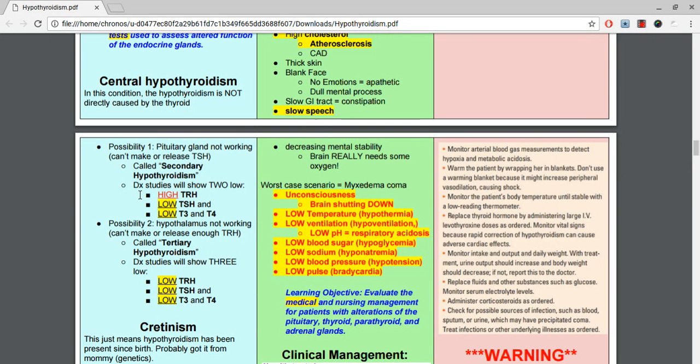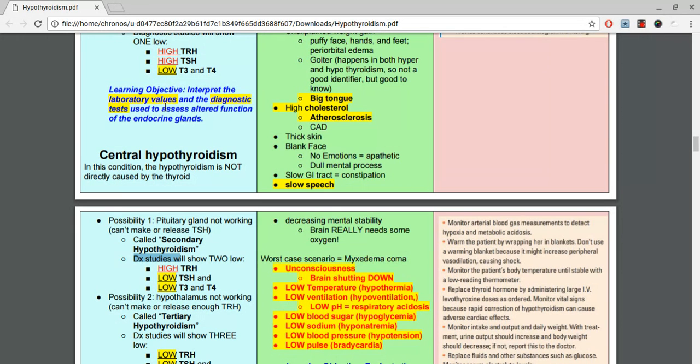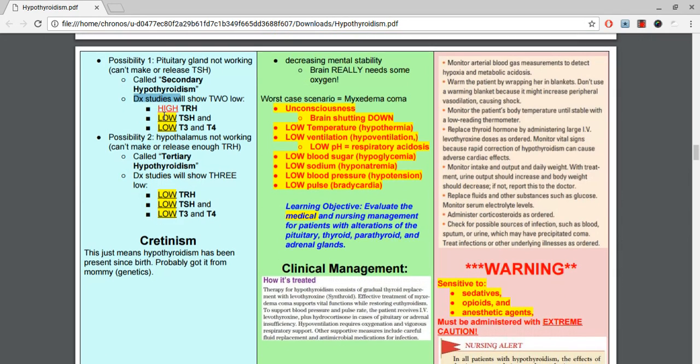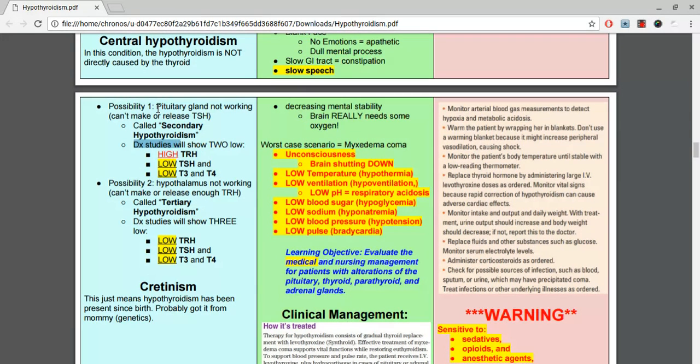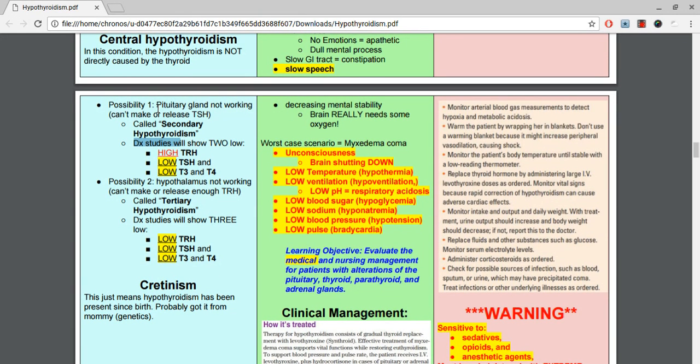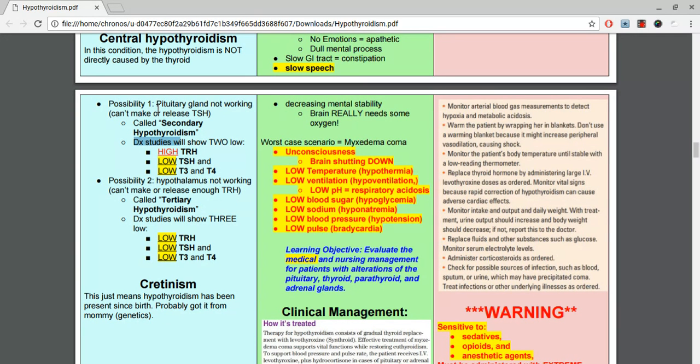So remember what I said, the learning objective is to interpret the lab values and the diagnostic tests, which is why I put this here. The diagnostic studies are going to show you that two things are going to be low. The T3 and the T4 are going to be low because the thyroid is not getting the message that it needs to release more T3 and T4, and the TSH is going to be low because the pituitary gland is the cause of this, because it's not releasing any TSH for whatever reason. However, the TRH is going to be high because the hypothalamus is working.